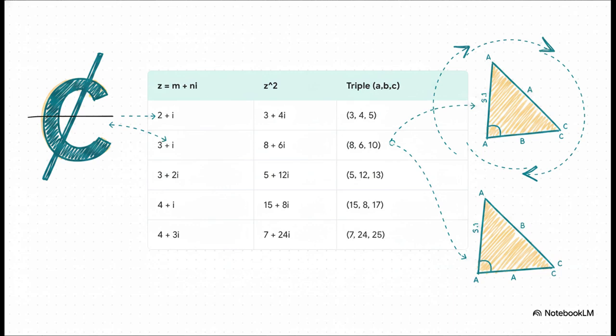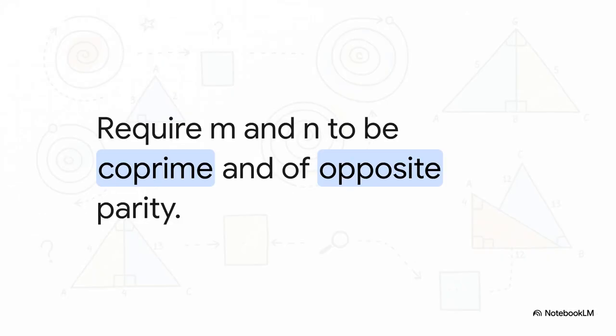Notice how these totally abstract complex numbers perfectly map to physical triangles you'd actually recognize. Like if you plug in 2 plus i, boom, out pops the famous 3, 4, 5 right triangle. Plug in 3 plus 2i, and you get the 5, 12, 13 triangle. The arithmetic of complex multiplication is directly generating the geometry of right triangles. How cool is that?